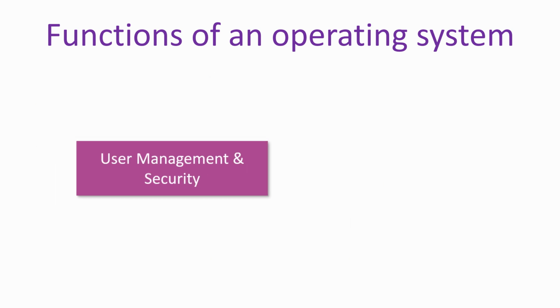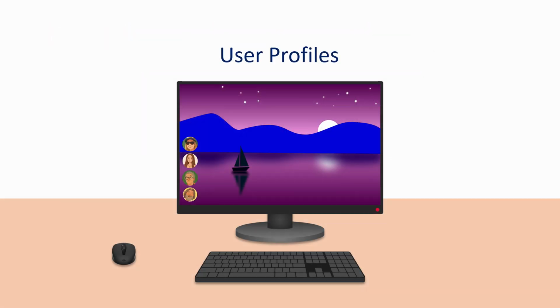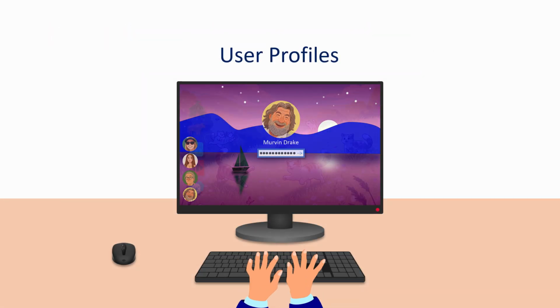The fifth function of an operating system is to manage users and provide security. This means controlling who can use the computer and what they can do with it. One feature of user management is that different people can share the same computer, but they can each have their own personalised user interface. That is, they can each have their own user profile.